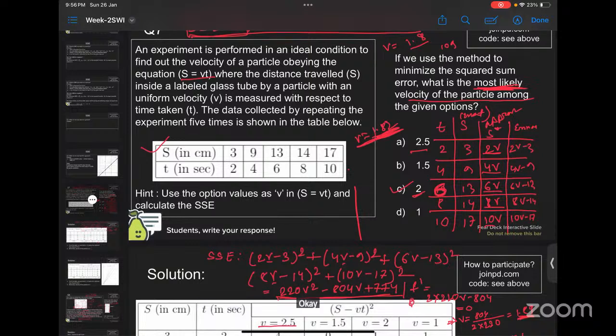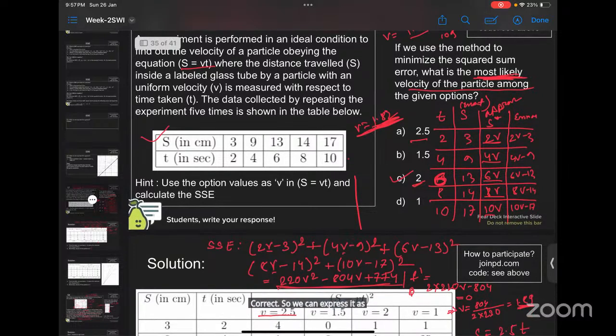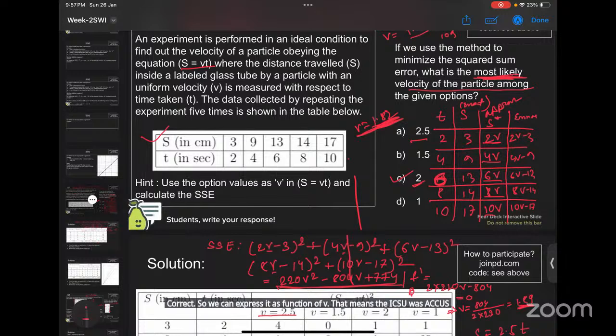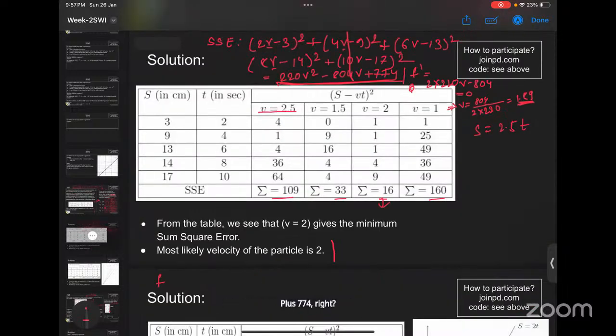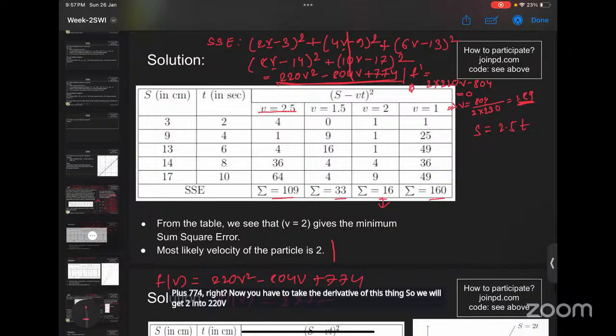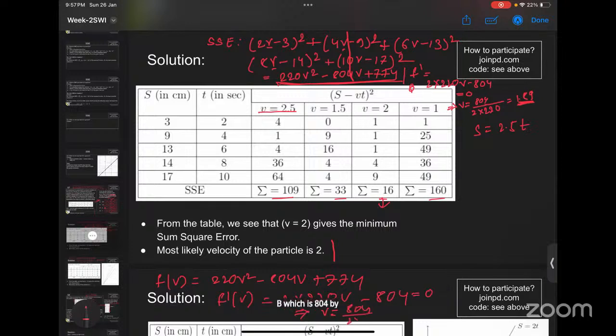Okay, so it was our SSC, right? So it is a function of V. So we can express it as a function of V. That means the SSC was a function of V, F of V we can denote it. So this was 320 V square minus 804 V plus 774, right? Now you have to take the derivative of this thing. So we will get 2 into 220V minus 804. This is the derivative. Then you have to equate the derivative with 0, and then from this equation you have to find the value of V, which is 804 by 2 into 220, which is approximately 1.82.